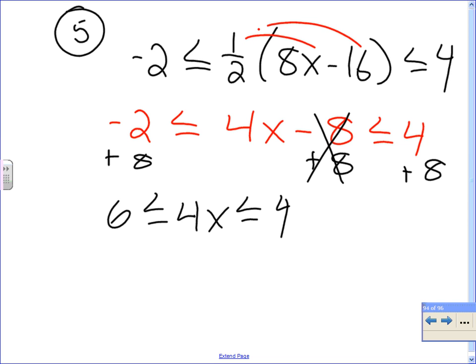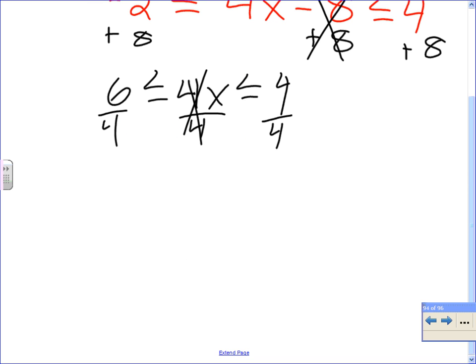Okay, now what? Last step. Dan. Good. Divide the middle, left, and right by 4. So 6 divided by 4 can be reduced. Matt M, it reduces to 1.5, which is 3 over 2. Less than or equal to x, less than or equal to, Tia? Good.